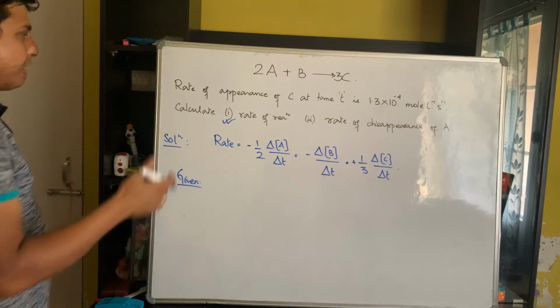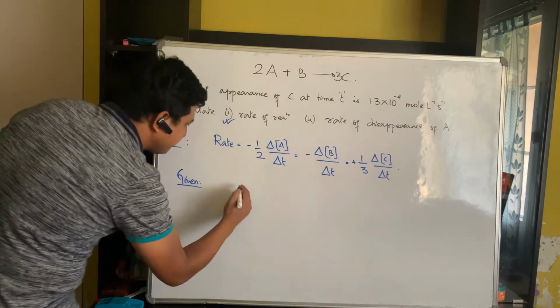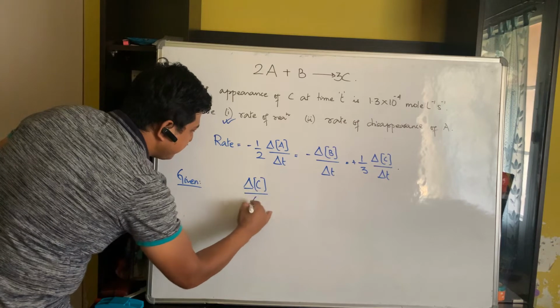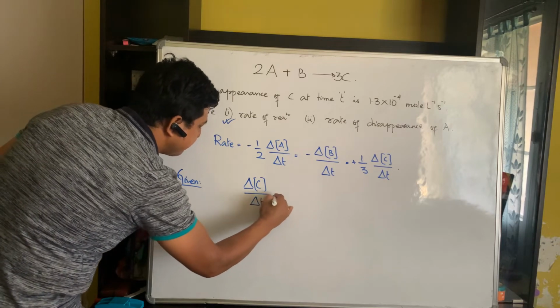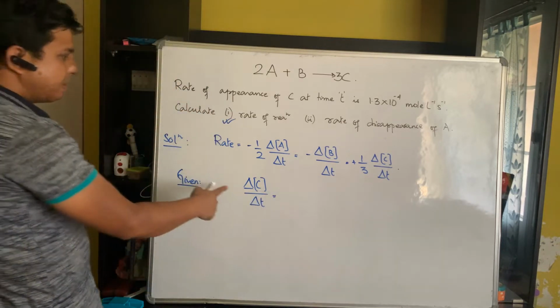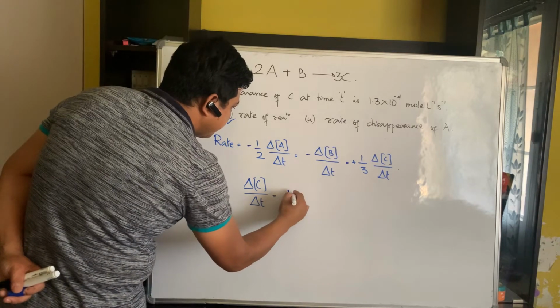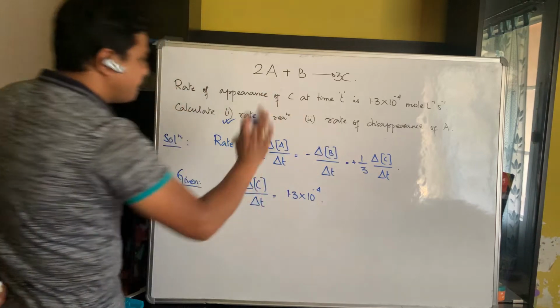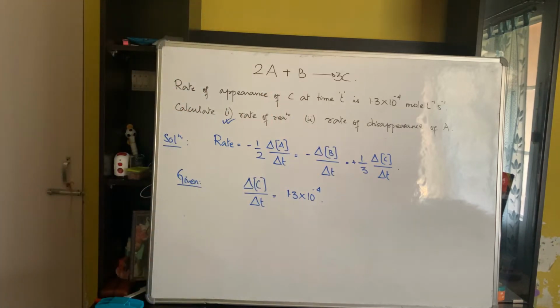Yes, students. Rate of appearance of C means the value of del C by del T. This expresses the rate of appearance of C. So what is the value of del C by del T given? 1.3 into 10 to the power minus 4. I'm just omitting the units out here. Okay, so these things are given.